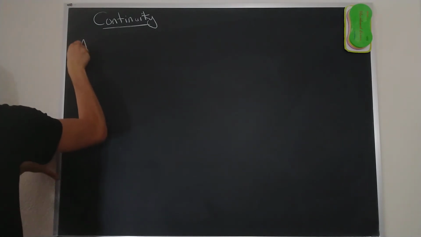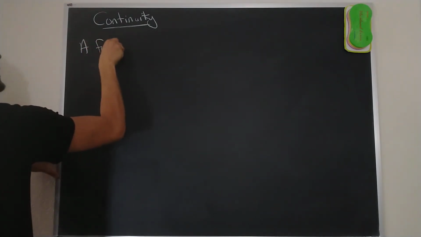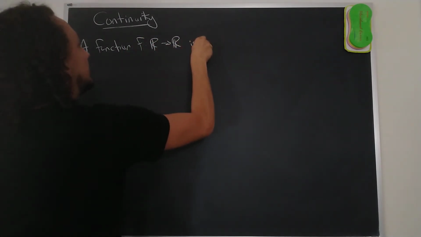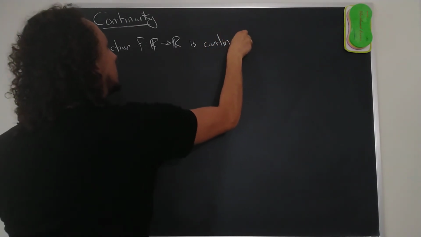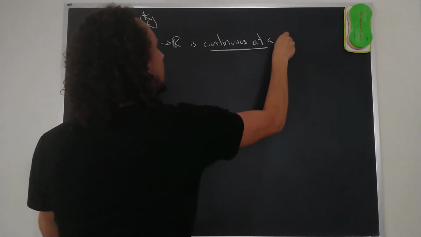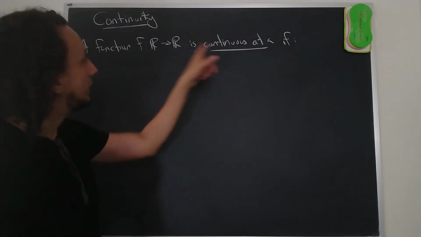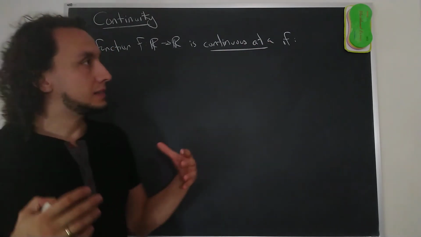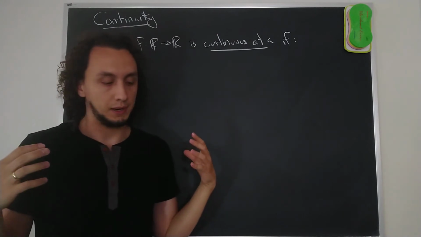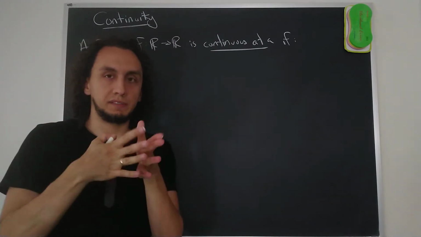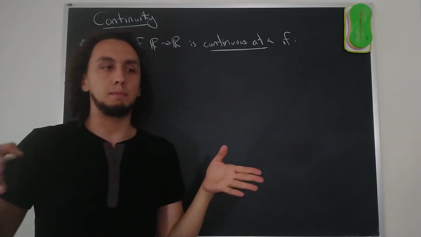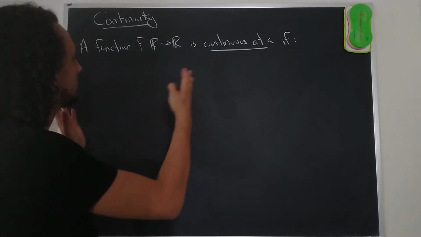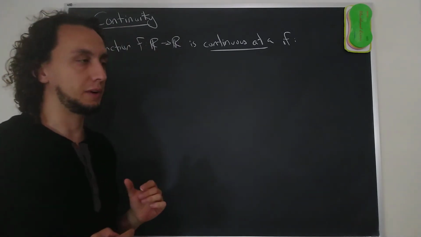So, let me write it down officially. A function f going from R to R is continuous at A if, so I'm saying I want to write down the definition of what does it mean for a function to be continuous at a point. And the answer is, like I said, the intuition at least, is as long as my input is sufficiently close to A, my output is going to be as close as I want it to be to f of A. So this is the famous epsilon-delta definition because of the variables that I'm going to use.